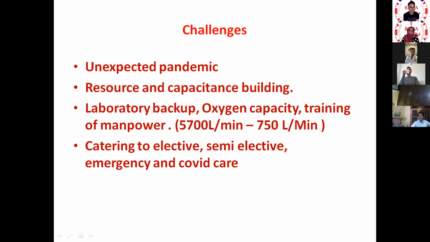This was an unexpected pandemic. It just came in February to March last year. We have been trying to develop resource and capacity building in our hospital. Before the epidemic, our hospital oxygen capacity was around 750 liters per minute. And now, with the help of our administration, we have increased it around 4 to 5 folds. We have been trying to increase the manpower and the supply of oxygen beds.